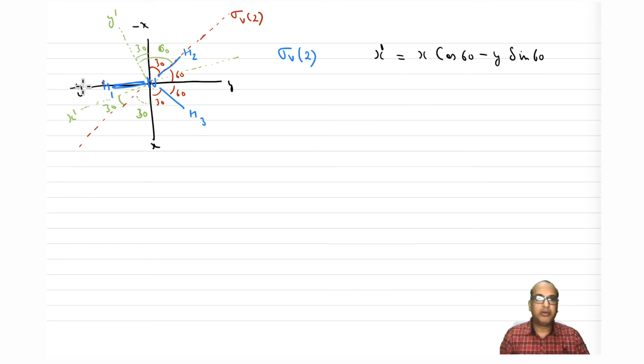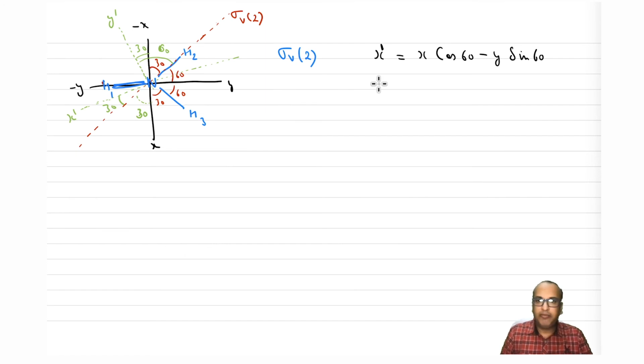This is simple trigonometry, so I don't think I need to explain this. All you're doing is taking a projection of x prime onto the x-axis and minus y-axis. So the length of this projection will be x cos 60 and this will be minus y sin 60, right?